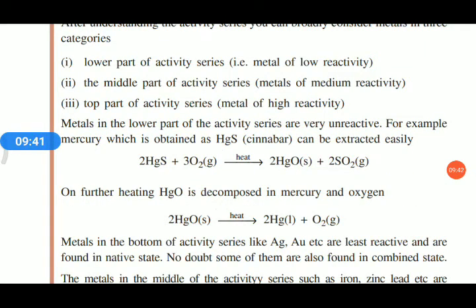Metals in the lower part of the activity series are very unreactive. For example, mercury. We get mercury in the form of mercuric sulfide, HgS. It is known as cinnabar. The ore of mercury is known as cinnabar, HgS, and we can extract it easily.